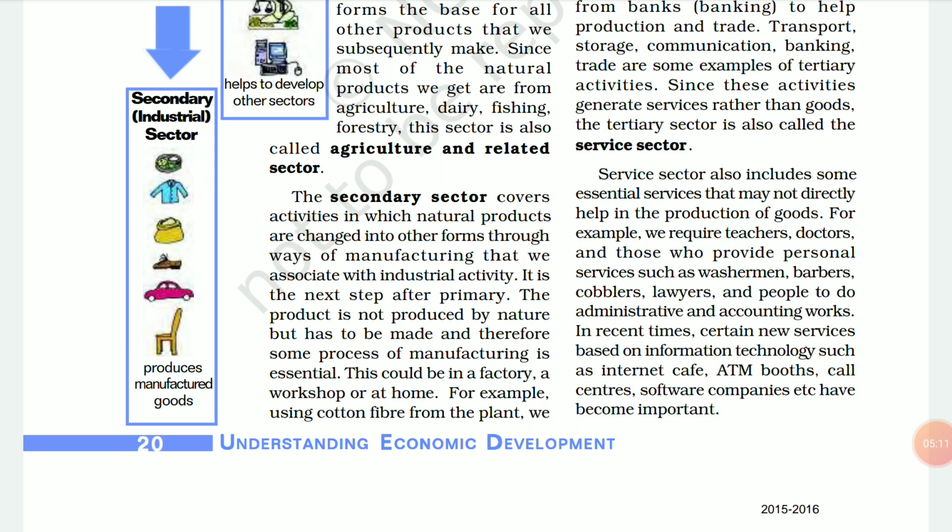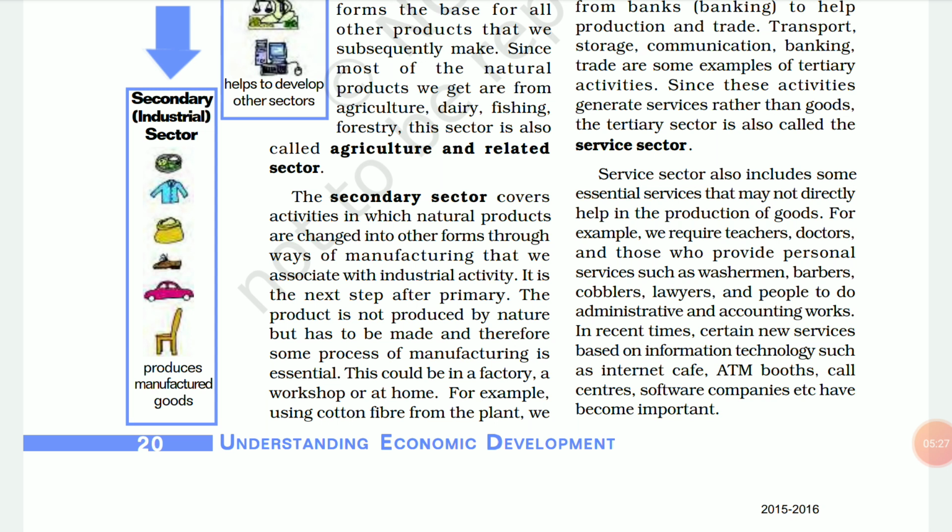So in secondary sector, when value is added to primary products, they become a secondary product. Like cotton balls, when they are weaved into a cloth, they become a secondary product.